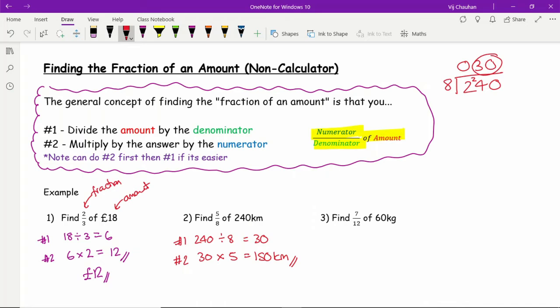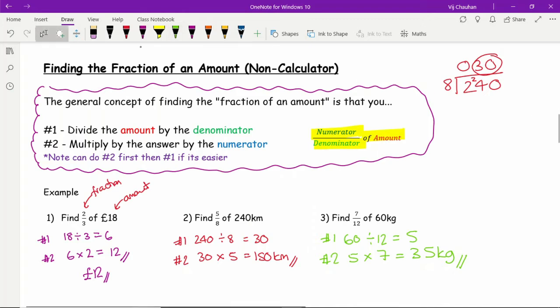Depending on how good you are with your multiplying and your times tables, you'll get to the answer quicker. But again, you want to get the question right, so don't be lazy. If you don't know the answer, find a way to work it out. And then finally for question 3, again we're going to do #1, so we're going to divide 60 by 12, which is 5. And then step 2 is we're going to multiply the answer, which is 5, by the numerator, which is 7, giving me an answer of 35, and the units are kilograms.